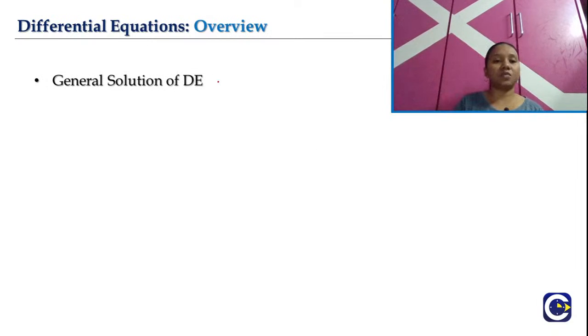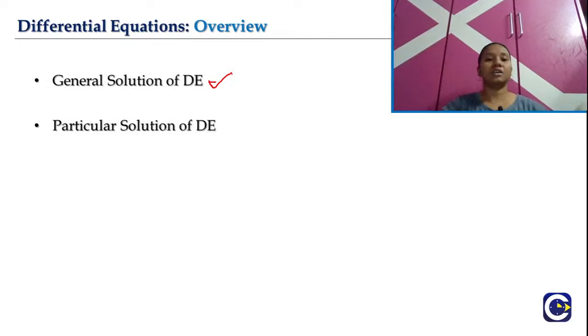In the previous session we talked about the general solution of a differential equation. Basically we talked about solutions, and we discussed the types of solutions, starting with the general solution of a differential equation as well as the particular solution. We saw the typical difference between these two and how we find the solution of a differential equation in a general way.